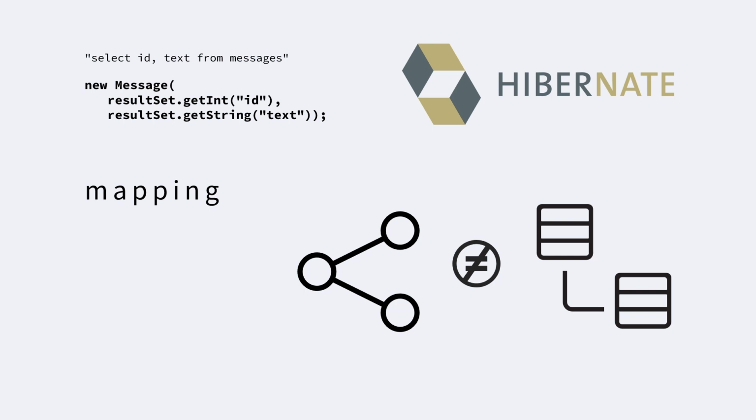To address the mismatch issue, commonly called impedance mismatch, object-relational mapping features were introduced, first by the way of XML configuration, and later programmers could use annotations to define how objects and relationships should be created from database entries. Annotations like entity, ID, one-to-many, etc.